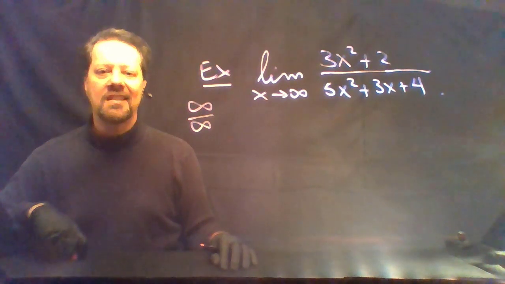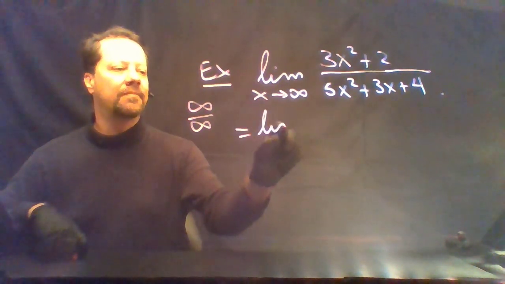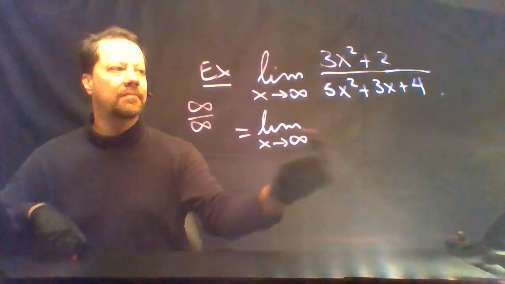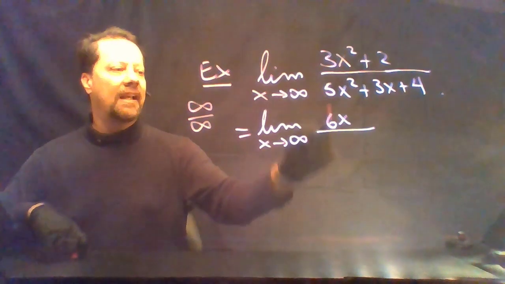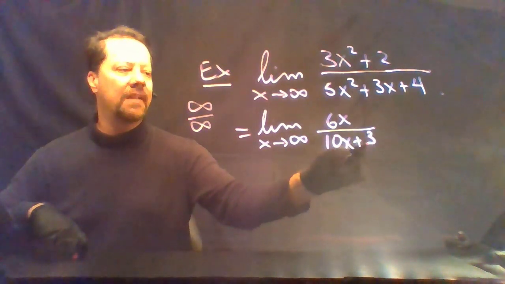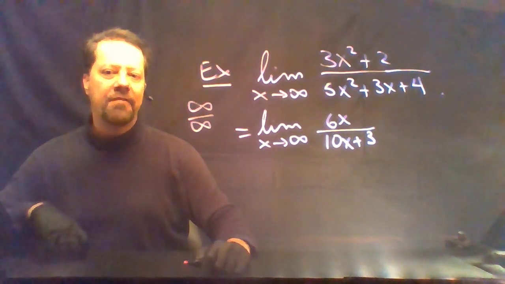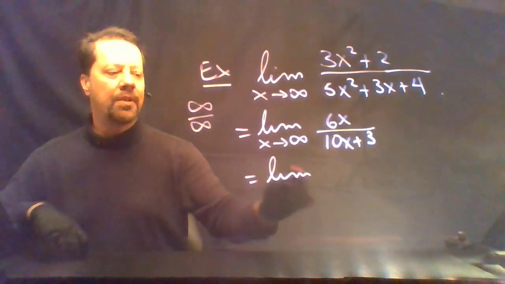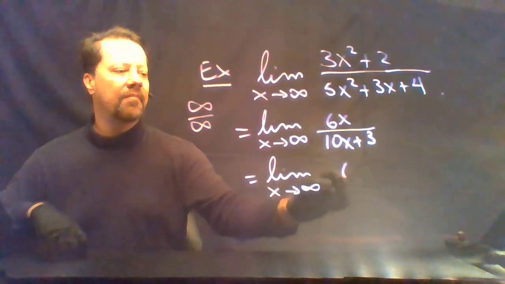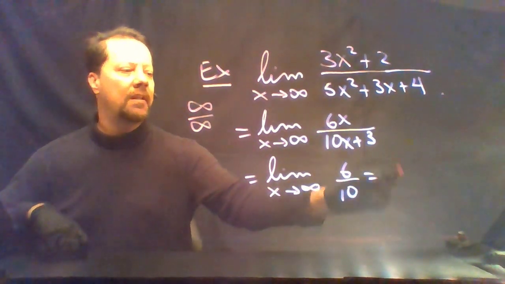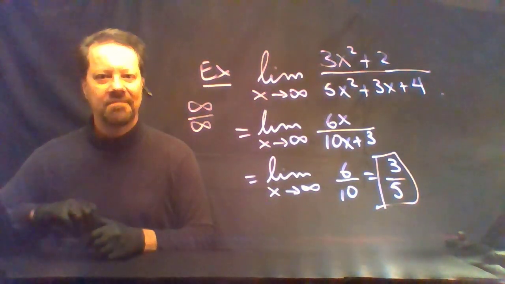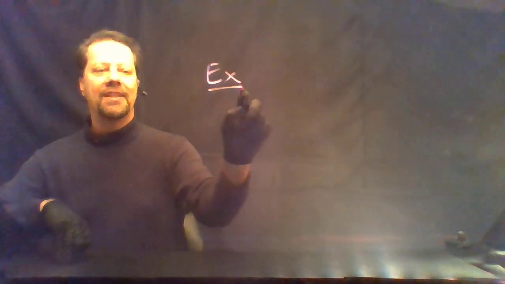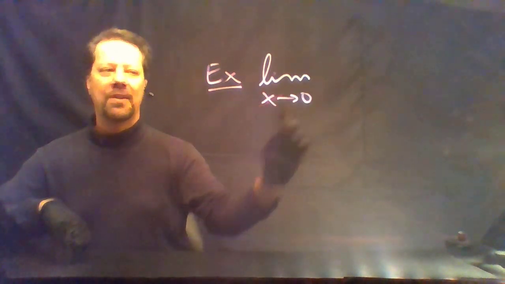Let's make sure that that's consistent with L'Hopital's rule. As you can see, we're going to get 6x for the derivative of the numerator, and for the denominator, 10x plus 3. It's still in the form infinity over infinity, so we take L'Hopital's rule and apply it again. And our answer is 3/5, just as we expected. All those crazy limits that we did in Chapter 2 are made simple by L'Hopital's rule.